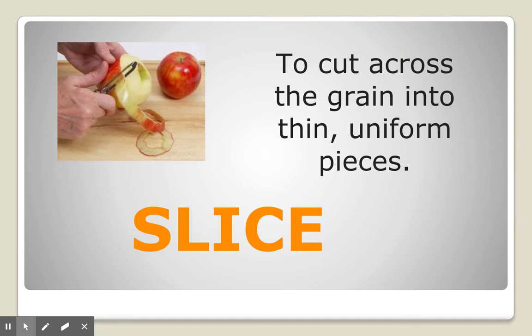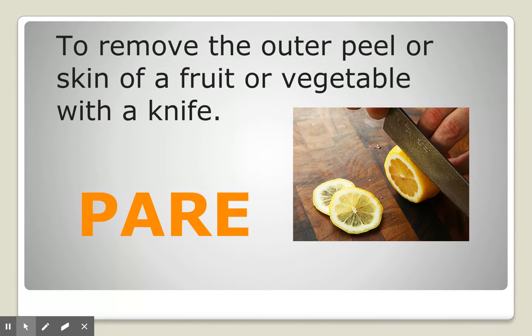Slicing. To slice, we need to cut across the grain into thin, uniform pieces. Maybe we slice an apple or slice a potato. There's lots of things that we can slice. Pare. Not the pear that you eat, but P-A-R-E. This means to remove the outer peel or skin of a fruit or vegetable with a knife, or more importantly, a vegetable peeler, which incidentally can also be used on fruit or other ingredients as well.